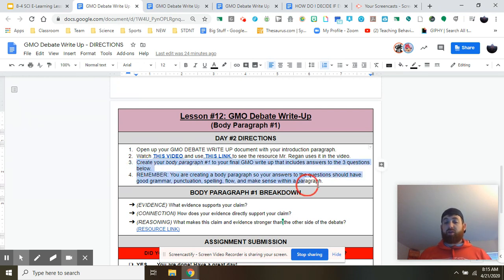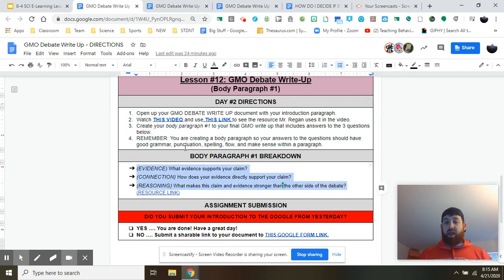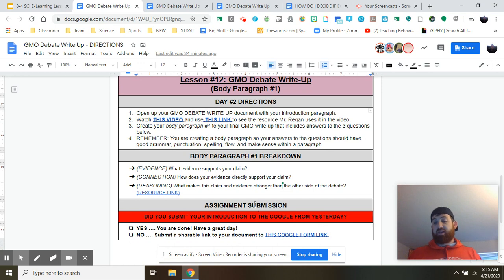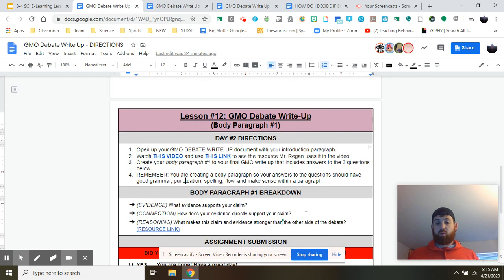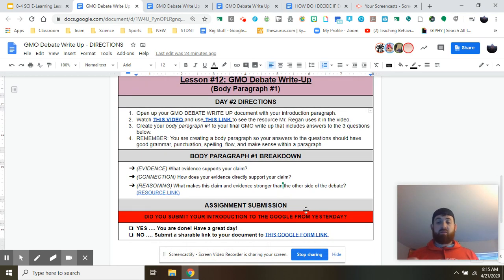Big thing moving forward is you're creating your first body paragraph that's going to have these 3 questions in it. And you are going to be creating a body paragraph and making sure you have good grammar, punctuation, spelling, and flow. Okay. Remember, we're not just answering these questions. We're creating a paragraph. Okay. Finally, if you've already submitted this yesterday, you're done. If you forgot to submit it, the Google Form is there as well. Okay. If you're somebody who needs to pause and get yourself set up and ready, grab some food, whatever, now's a good time. Otherwise, let's go ahead and get started.